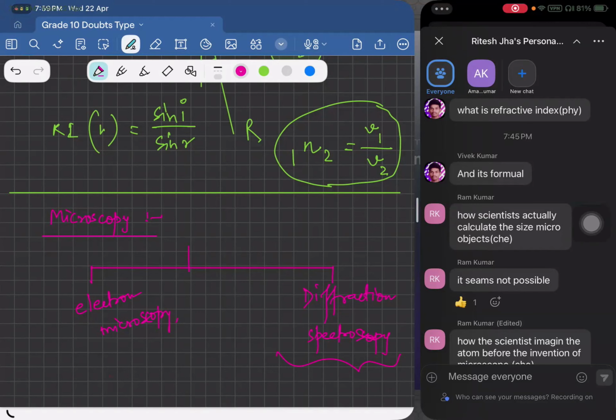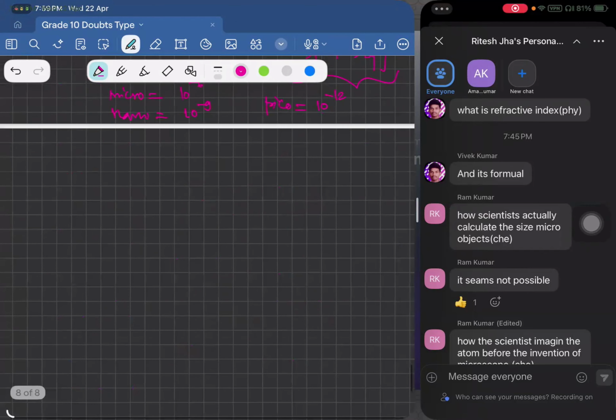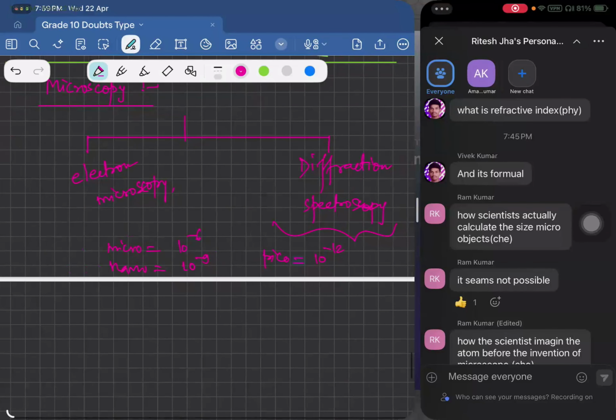Micro is 10 raised to minus 6. Nano is 10 raised to minus 9. And pico is 10 raised to minus 12, like that. So basically, there is something called diffraction.